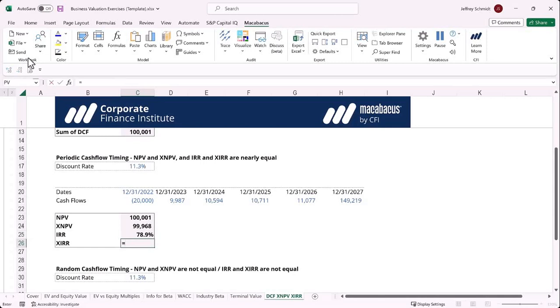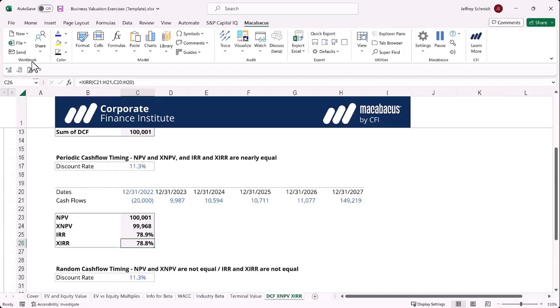XIRR is similar to XNPV in that it takes into account the days. So we still select our values, and then we will reference the actual dates, just like XNPV. And again, you can see the IRR and the XIRR are really pretty close, the XIRR being slightly more accurate, again, because of leap years. And we can check these IRRs to make sure they are correct. Remember, IRR is the discount rate that sets NPV to 0.